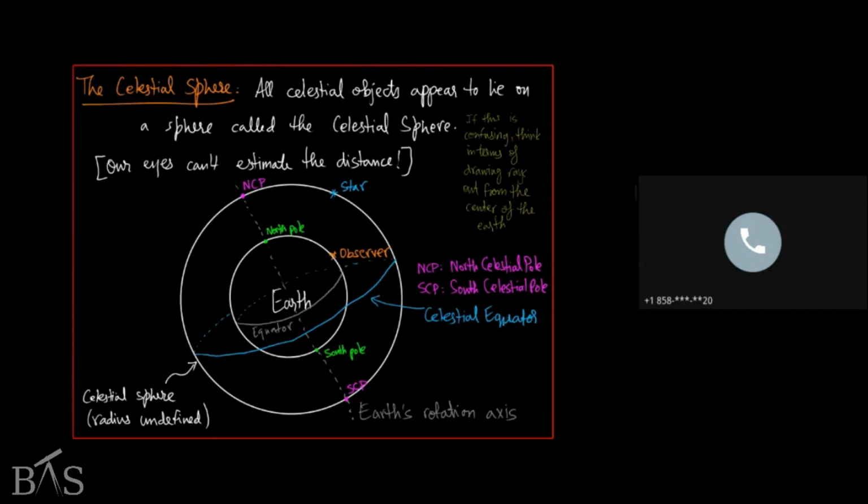So let's now talk about the celestial sphere. As seen from Earth, all the celestial objects appear to lie on a sphere that we call the celestial sphere. The reason to think about it this way is that our eyes cannot estimate the distance to stars, right? If viewed in 3D, the stars of any constellation are separated in the third dimension in distance from us. But we view them as if they were flat because our eyes cannot estimate the actual distance to these stars, or even any of our instruments, unless you do very long baseline parallax.